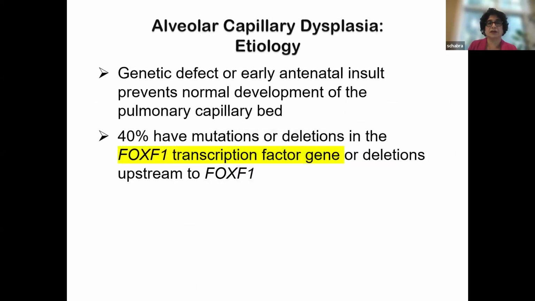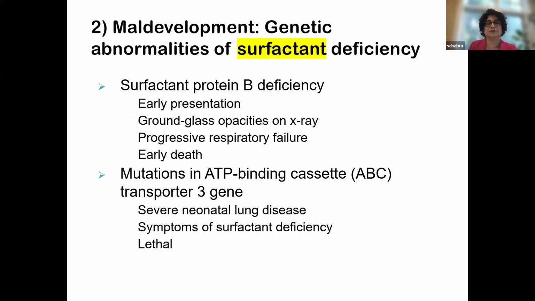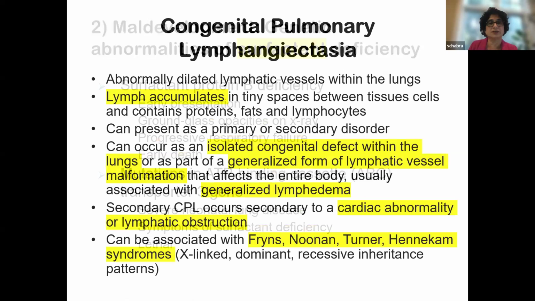So the alveolar capillary dysplasia is a genetic defect. I'll just do a few seconds on this just because it's important. And any early antenatal insult prevents normal development of the pulmonary capillary bed. 40% have mutations for the FOXF1 transcription factor. You have surfactant protein B deficiency. And then, as we talked of, the ABC transporter 3 gene, which is mutations in the ATP binding cassette. These are just board questions.